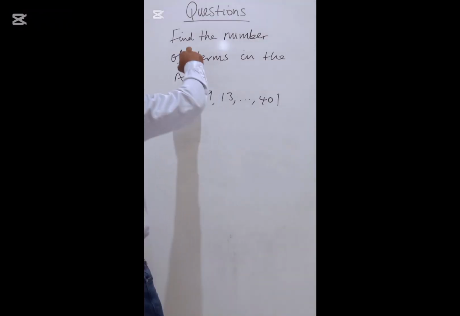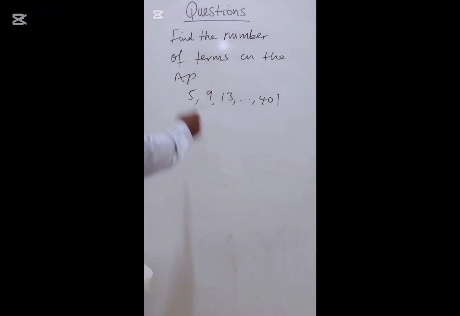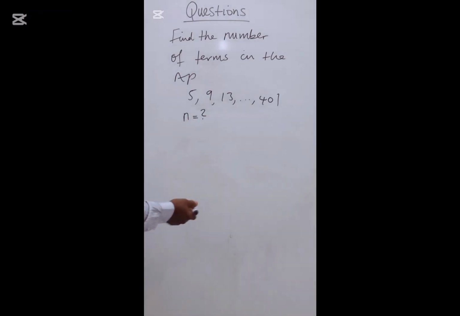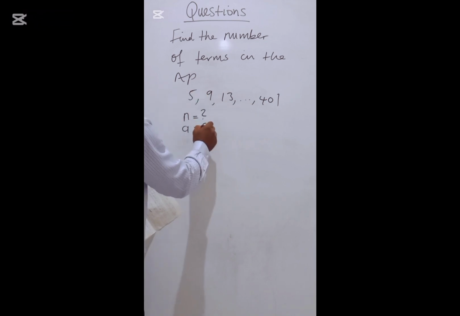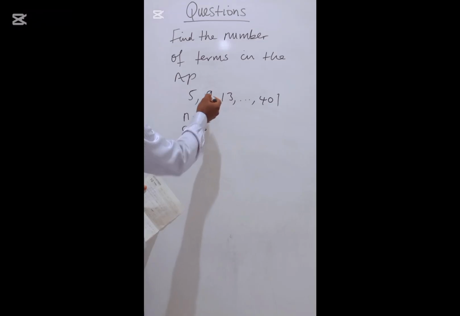We're asked to find the number of terms in the AP, the number of terms in the arithmetic progression. The number of terms is equal to n. It is not known. We have to look for the number of terms. Now these are the terms provided in the sequence: 5, 9, 13, and 401. The first term in the sequence A is equal to 5. The common difference is the difference between 5 and 9, which is 4.